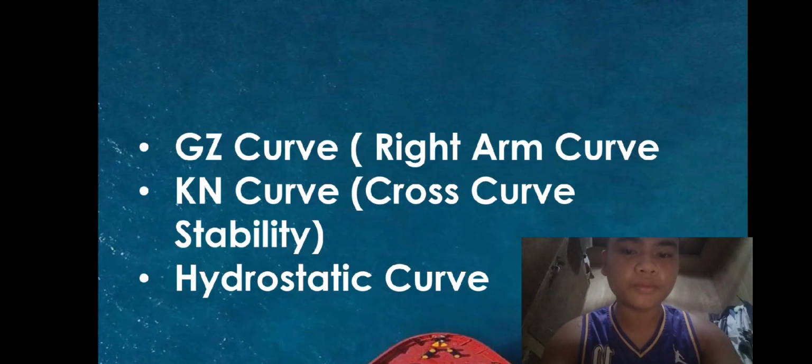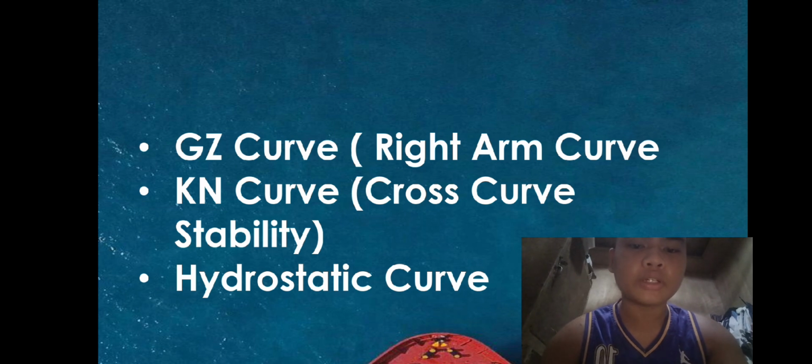There are three curves: the GZ curve, the KN curve, and the hydrostatic curve. The GZ curve, or righting arm curve, shows the righting arm versus angles of heel. A larger area under the curve means better stability.